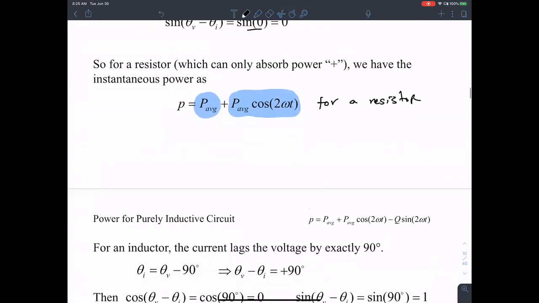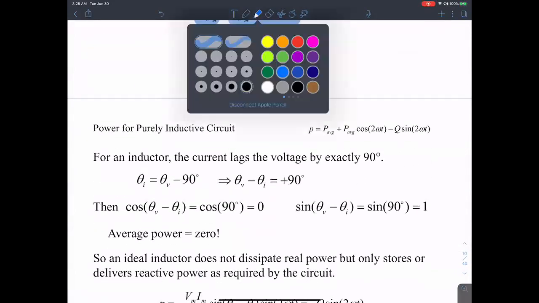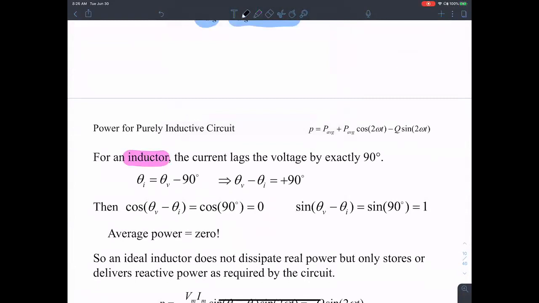Okay, let's see what happens for an inductor. Okay, for an inductor, and I mentioned in the last class that the way you want to remember is Eli the Iceman. Voltage leads current in an inductor. Okay, so that's the idea. So theta V minus theta I equals 90 degrees. That's the idea of voltage leading the current in an inductor. So we can plug this number in place of the theta V minus theta I terms. Okay, cosine 90 is 0, sine 90 is 1.